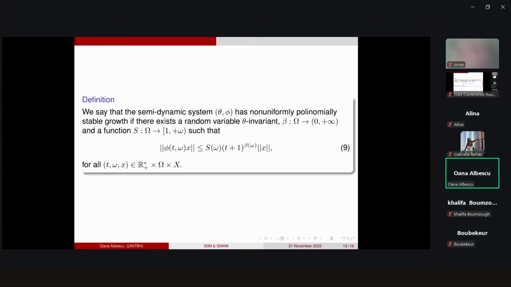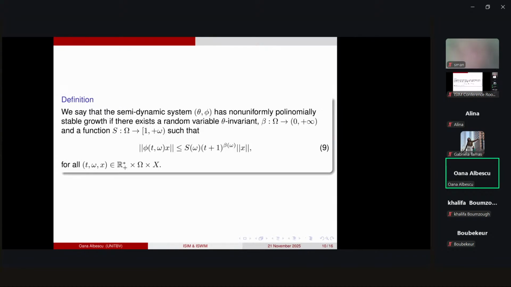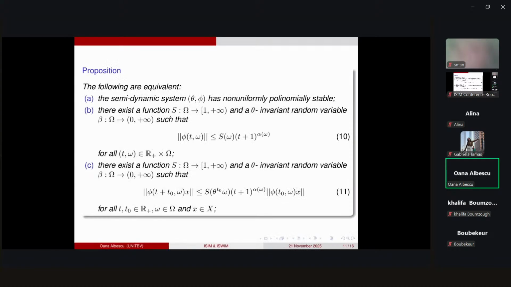Here, we define non-uniform polynomial growth. In this case, the system's state can grow over time like a positive power of t, depending on a random variable. This proposition gives equivalent ways to describe non-uniform polynomial growth. All three statements describe the same growth behavior in slightly different forms.